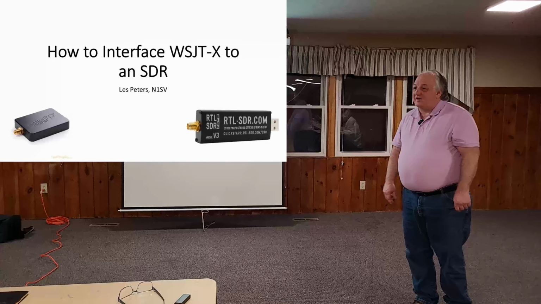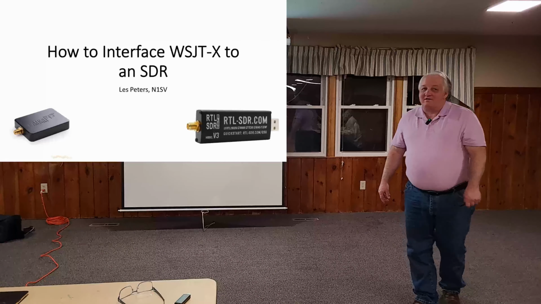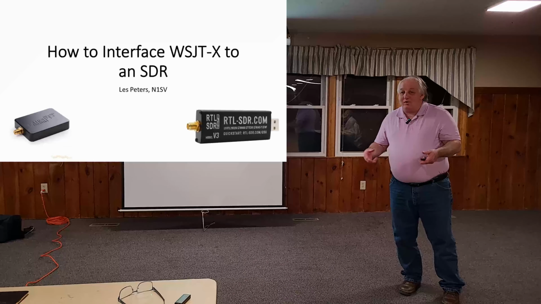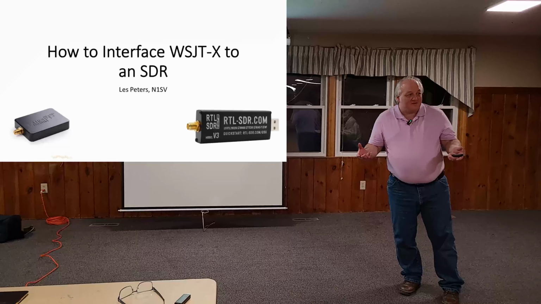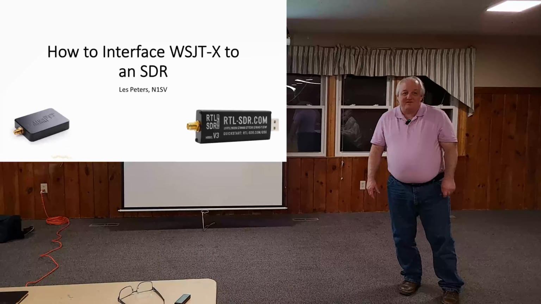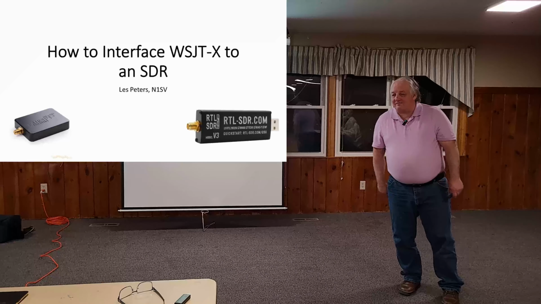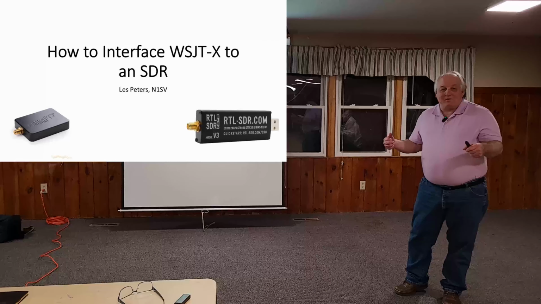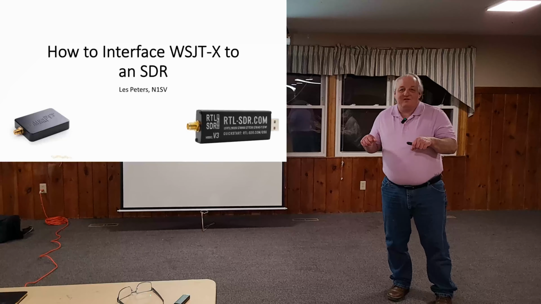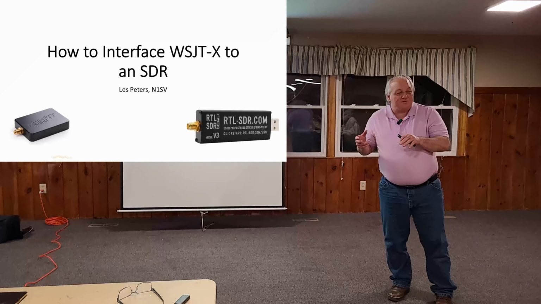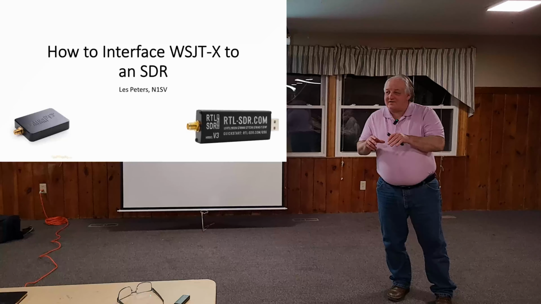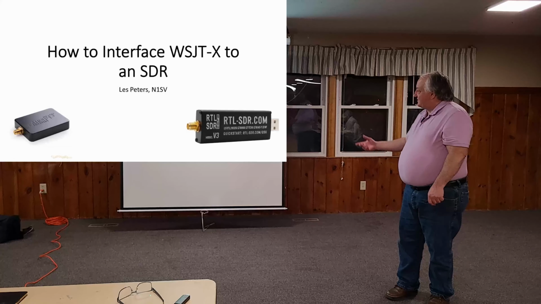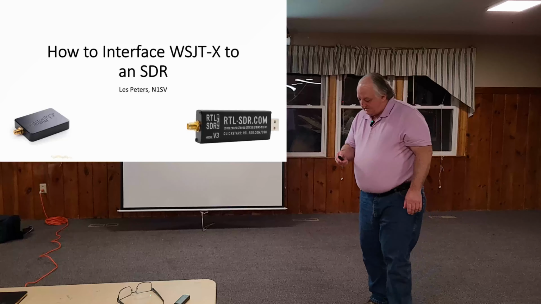I got involved with SDRs at the bottom of the last sunspot cycle when I was trying to set up a station for 2,200 meters. And I had no equipment that would receive on that band, 137 or so kilohertz. And so I bought the SDR for that. And I saw some information on the internet about how you can interface WSJTX to an SDR. So the idea is that you would control the SDR from WSJTX, from that program. So I've been using it for a long time, and tonight I'm going to show you how to interface it.